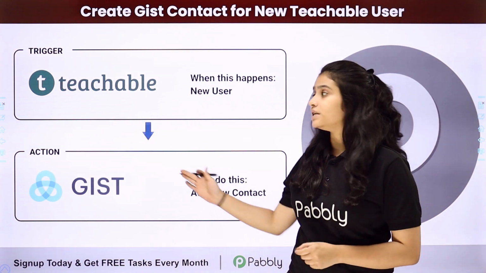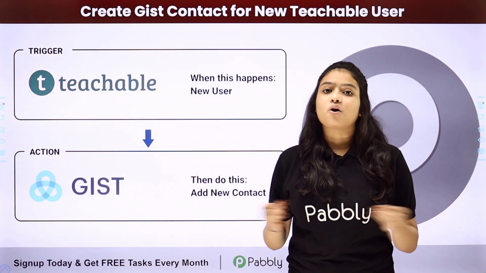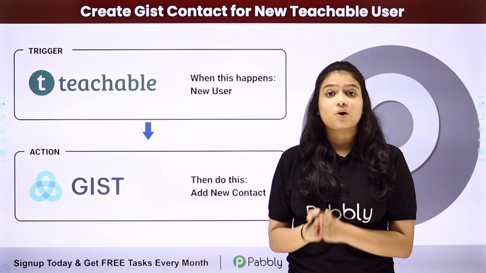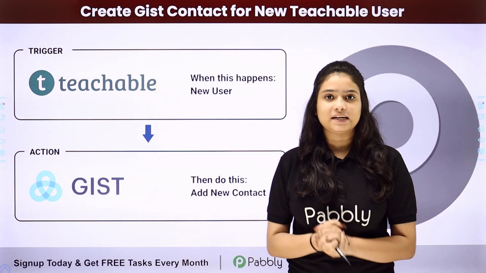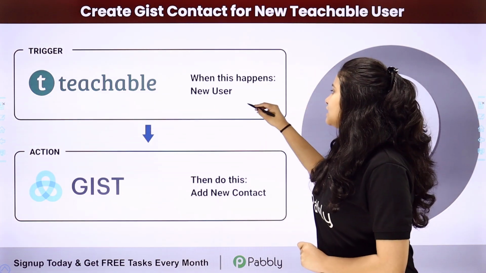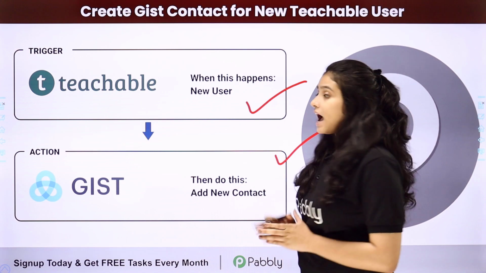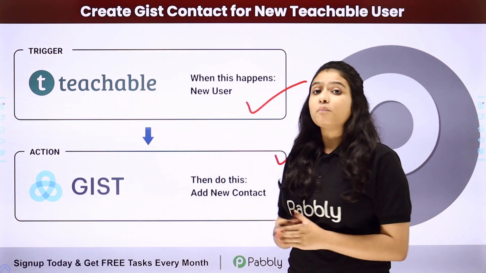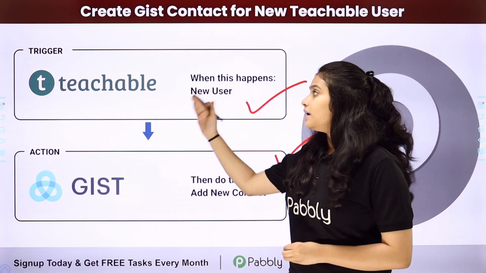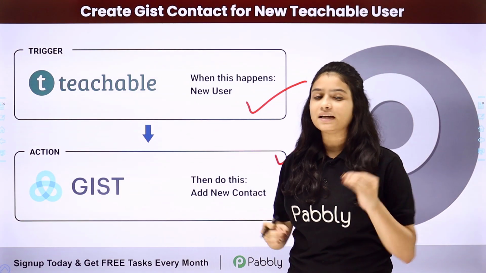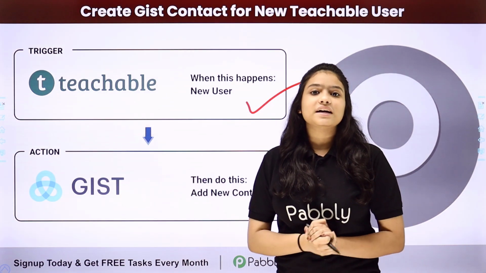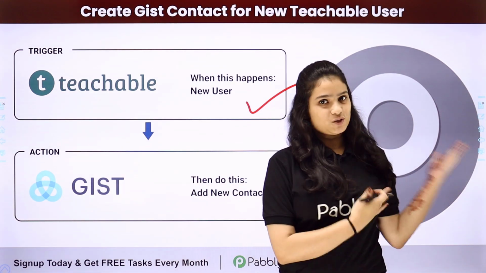For that, we will have to integrate both these applications, and because they do not have any kind of native integration between them, we are going to use an automation and integration software, Pabbly Connect, to connect both of them. So how are we going to do that? For that, we have Teachable in our trigger and we have Gist in our action. So we will be connecting them by using Pabbly Connect in such a way that whenever a new user is created in Teachable, automatically by using the details of that user, a new contact will be added in Gist. And in order to learn the entire process step by step, let me take you all to my screen.